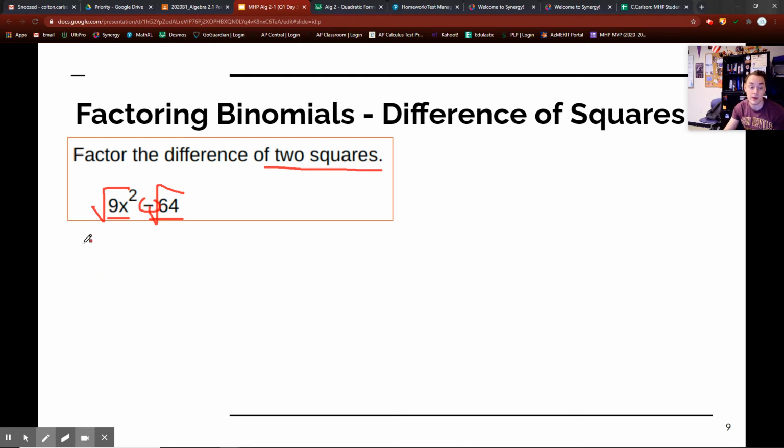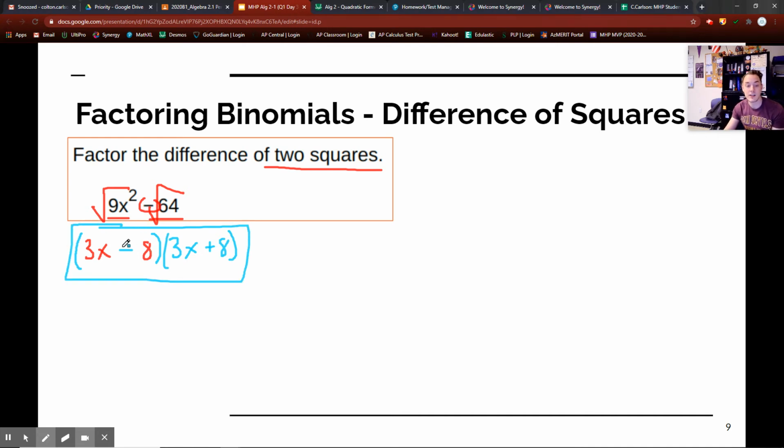So what is the square root of 9? Well, that's 3. Square root of x squared, that's x. What's the square root of 64? That's 8. All right, perfect. So now that I have all of that, what I actually do here is set up the following template. This gets a negative, but then I also have something else that I tag onto it, and it's the positive. That is my factorization. And if you don't believe me, distribute it out, and you will get this.